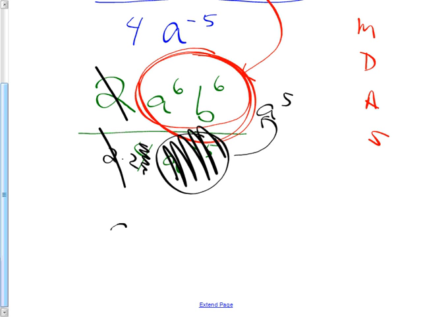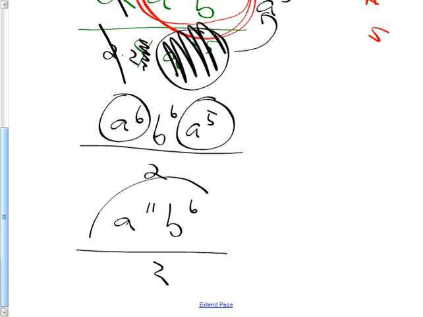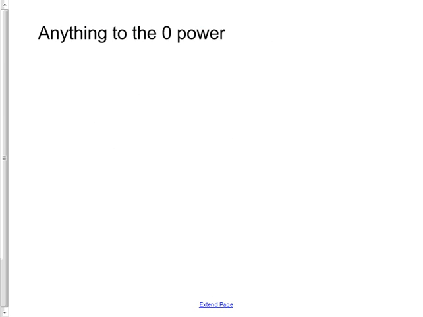Then it's a to the 6th, b to the 6th, a to the 5th, all over, everything on the bottom is gone except the 2. Almost done. And then this a to the 5th and this a to the 6th, those are like terms. They can go together. Final answer, a to the 11th, b to the 6th, all over 2. I know you might be a little rusty, but how many of you generally understood what I was doing there? Okay, good. All right, moving on.